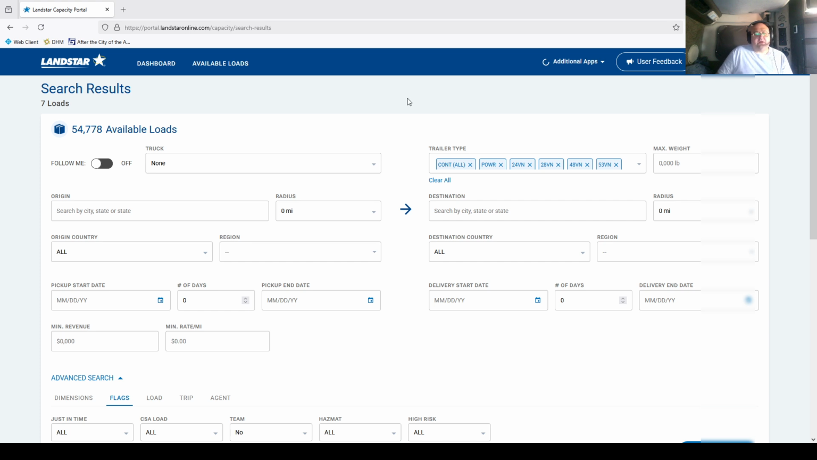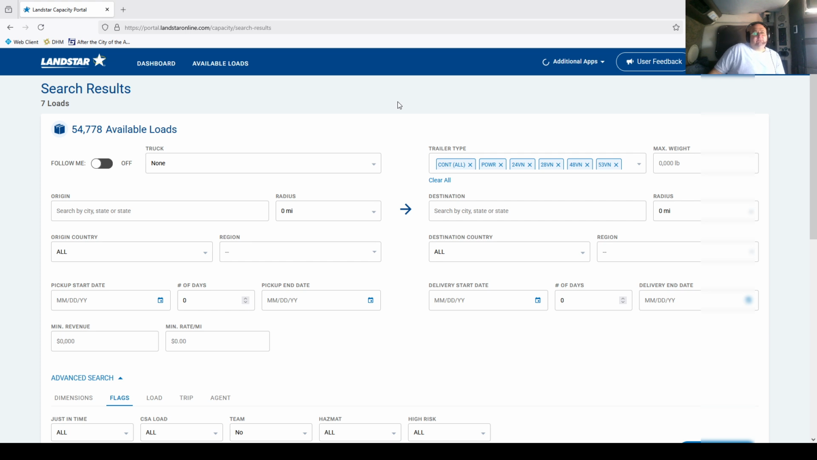So Landstar is probably not a great place to be as a team. I don't know about that. There are a lot of dedicated loads for teams. I think a lot of the team loads don't make it to the load board. Almost every team that I've ever run into runs dedicated. So I wouldn't say that Landstar is a bad place to be if you're a team. I think Landstar is a great place to be for teams.